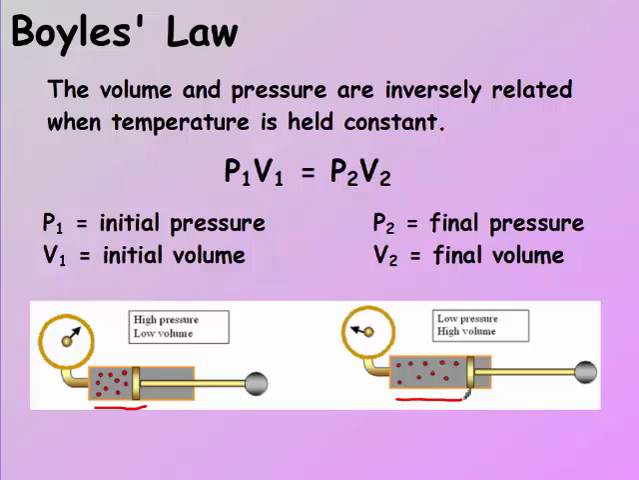The equation that we use for Boyle's law is P1 V1 equals P2 V2. Our 1s are for initial pressure and volume, and our 2s are for final pressure and volume. It doesn't really matter what you classify as initial and final as long as values that go together are put together, as we'll see in this first example.